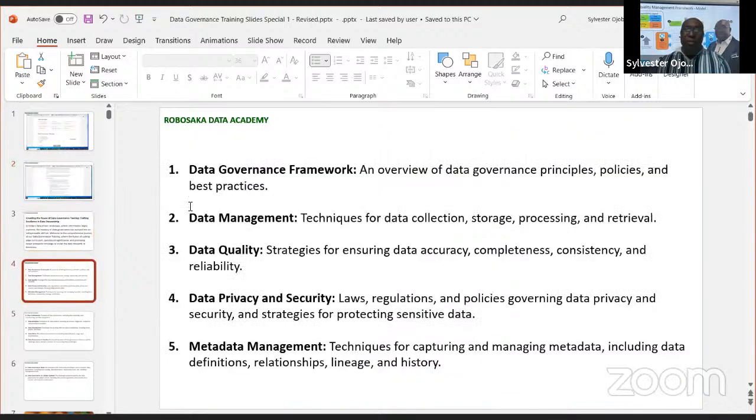Okay, look at our curriculum. Data governance framework, policies, principles, best practice. Look at data management, techniques, collection, storage, and that. We have taught data quality strategy for ensuring accuracy. Even today, you heard the words accuracy, completeness, consistency, and reliability. Data privacy and security, we talked about this already. Metadata management systems and techniques for measuring. We talked about relationships, definition, relation, and lineage and history. We can go back to this again anyway, because it's very important.